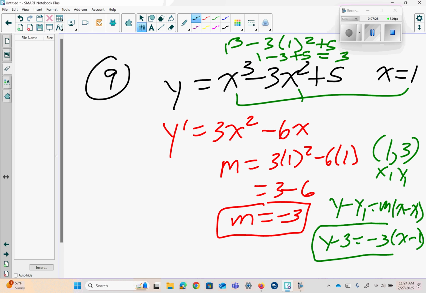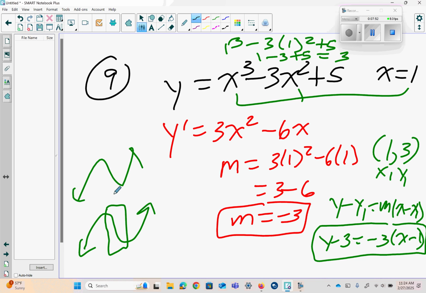So this is my equation. That's my equation: y minus 3 equals negative 3 times quantity x minus 1. That is the tangent line to our parabola, or it's not a parabola, it's actually a third degree, so it looks like this. I think I got goofy. That's what a graph looks like. So if it was a negative, I'd say it's happening somewhere in here because you have a negative slope.